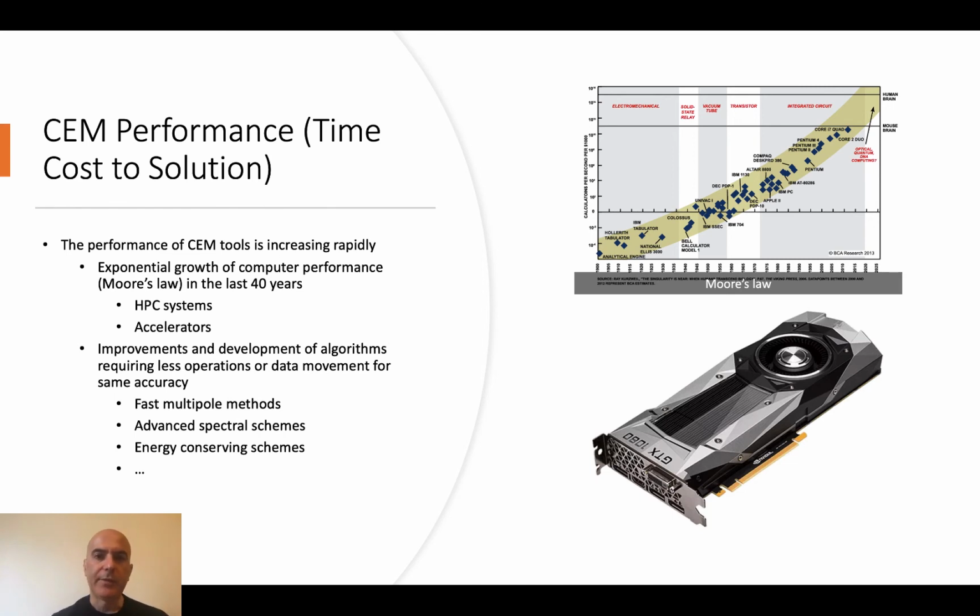So performance of SAM is increasing because computers are becoming more and more powerful, but also because there are improvements and developments of algorithms requiring fewer operations or less data movement for the same accuracy. Some of them are, for instance, fast multipole methods and advanced spectral schemes. They are all derived from the basic numerical schemes that I'm going to describe in this course.